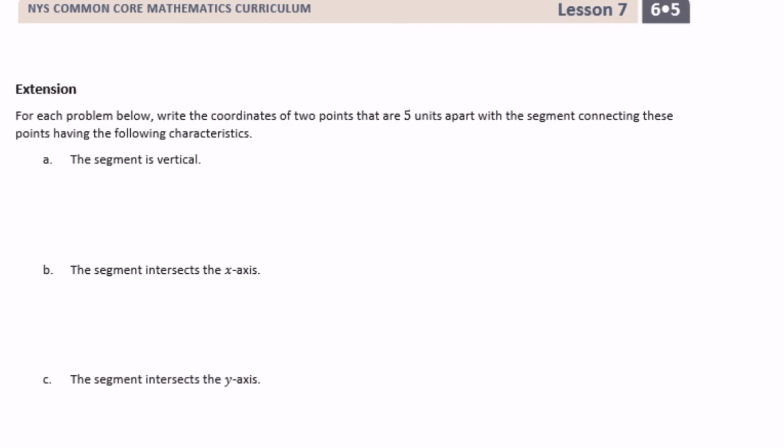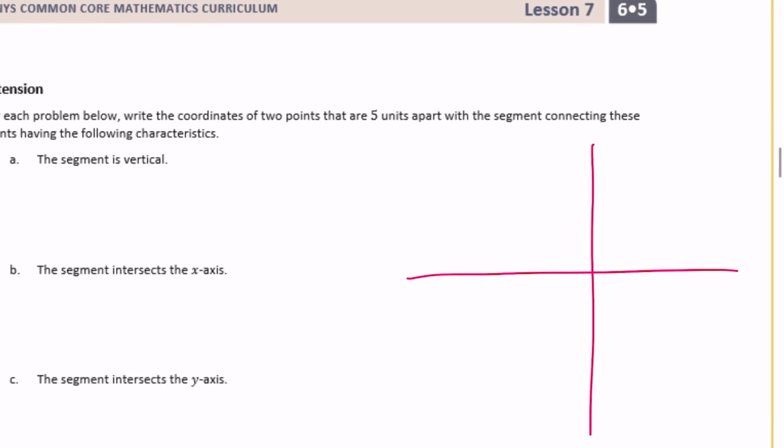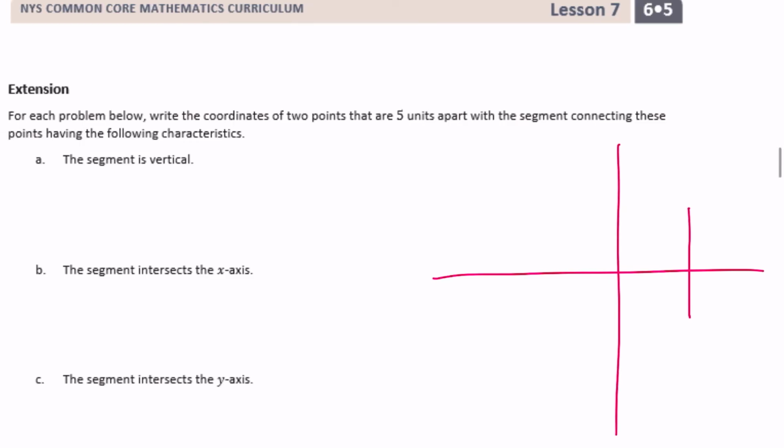All right, extension. For each problem below, write the coordinates of 2 points that are 5 units apart with the segment connecting these points having the following characteristics. All right, so I'm just going to draw my own coordinate plane. The segment is vertical. So there are many different choices that you could have here. If you want your segment to be vertical, meaning up and down, and we want them to be 5 units apart, so I want the distance to be 5.